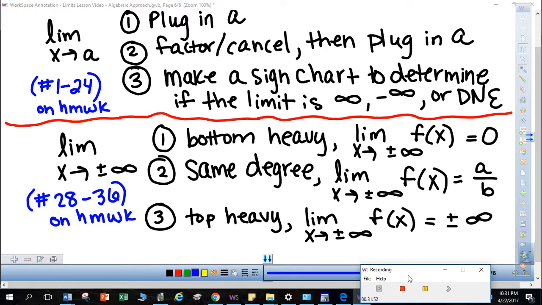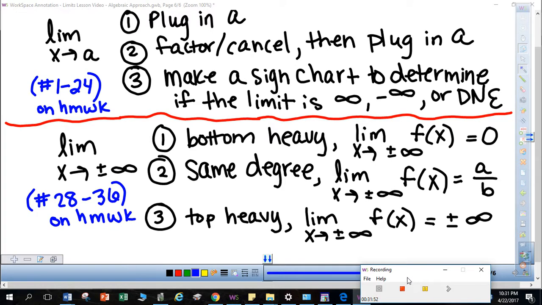So the first situation we looked at was finding the limit as x approaches a, meaning a specific value. First, we tried plugging in the value of a. If that didn't work, meaning if we got a denominator of 0, then we would want to factor our numerators and denominators, cancel any common factors, go back and see if we can plug in a. Sometimes that works. If not, if we still have a denominator of 0, it means that our limit will be infinity, negative infinity, or does not exist.